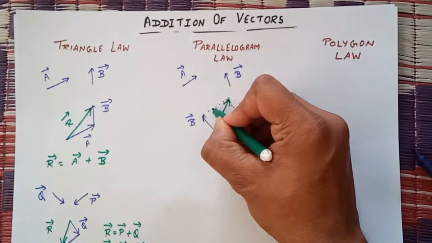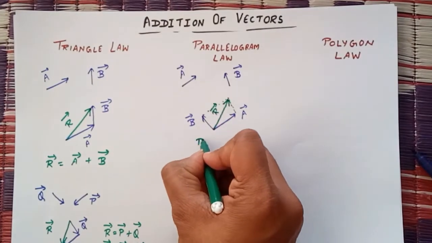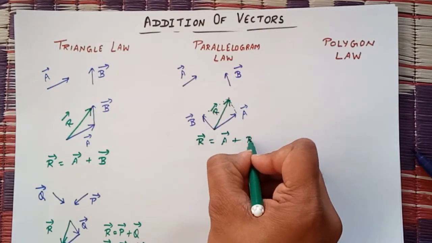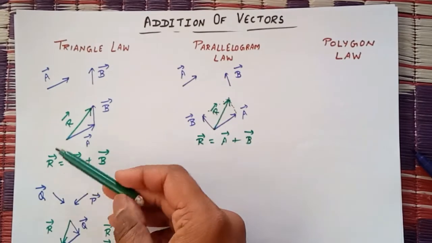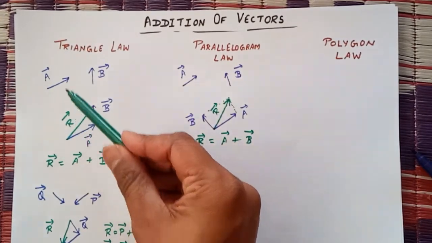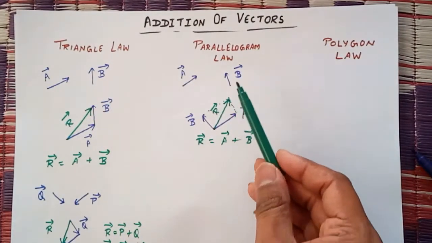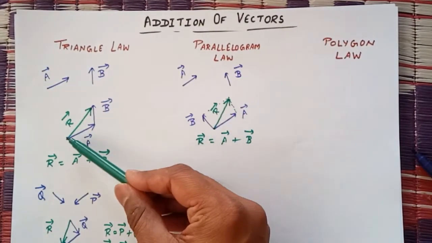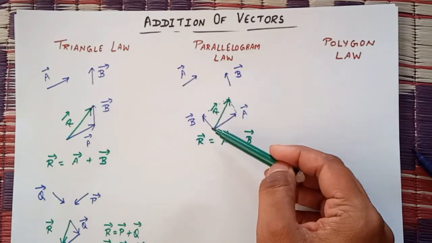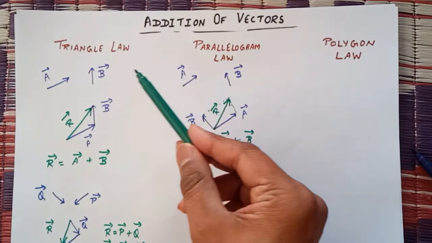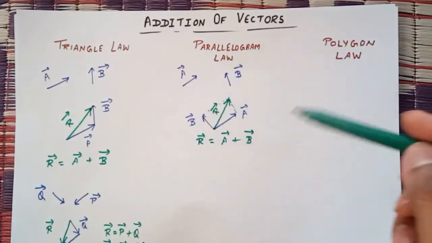This will be R vector, or I can write it as R vector is equal to A vector plus B vector. You can see that the direction of R vector by using triangle law for this particular situation is same as by using the parallelogram law. R vector is going in this direction, and here also R vector is going in this direction. So the answer will be same, either we use triangle law or we use parallelogram law.